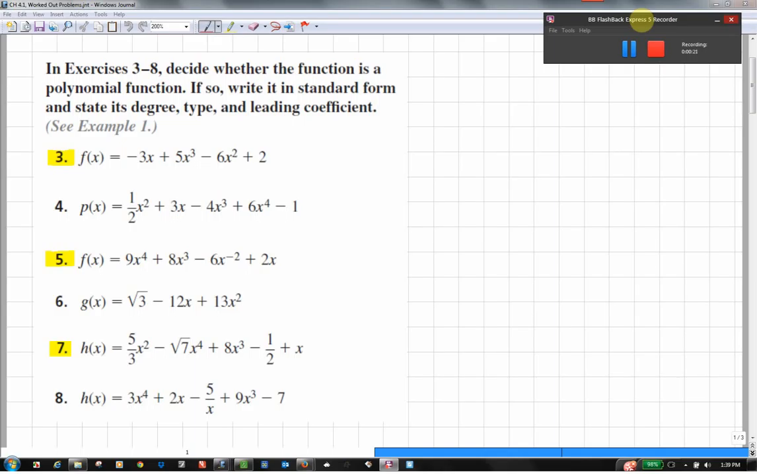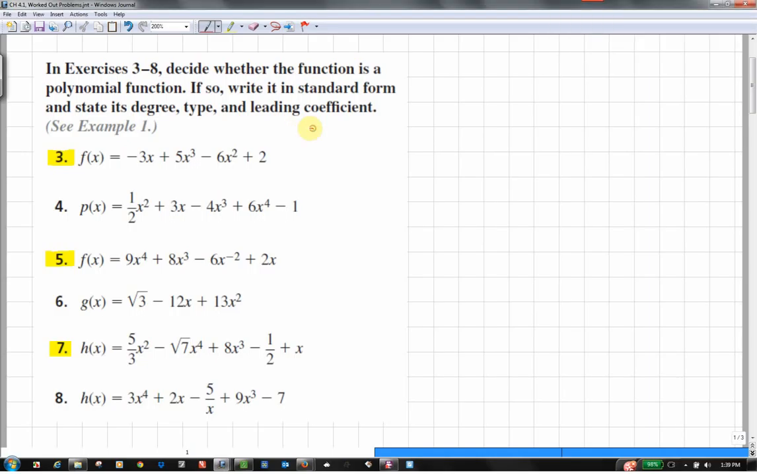So for problem number 3, the first thing I'm going to do is look at the coefficients. The coefficients cannot be imaginary. So if there's an i in there on the coefficients, then it's not going to be a polynomial. I have a -3, 5, -6, and 2. Those are all real numbers. None are imaginary. So my coefficients are okay.